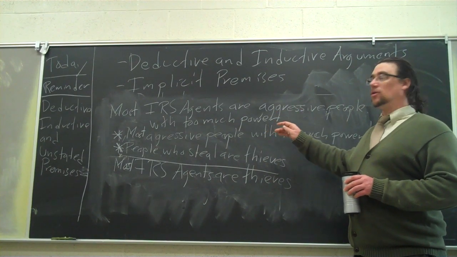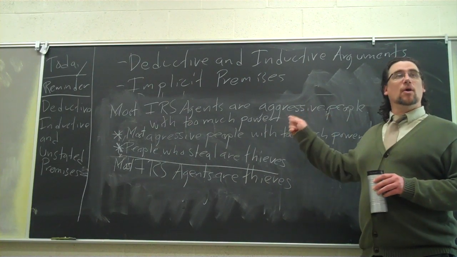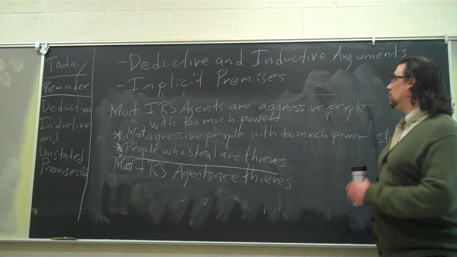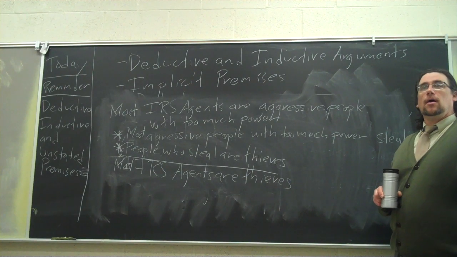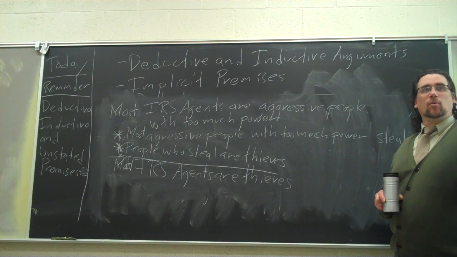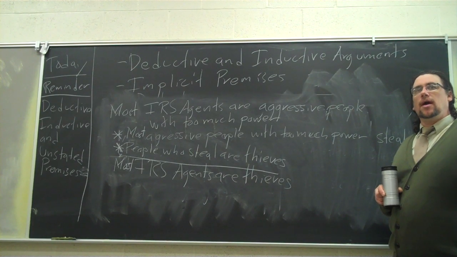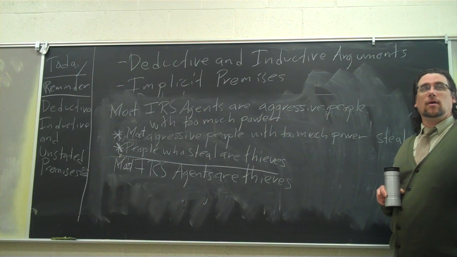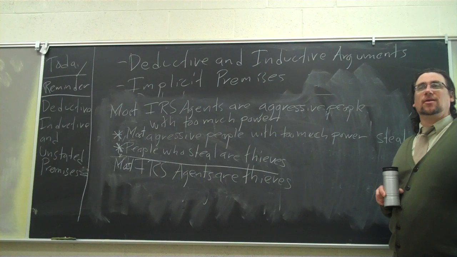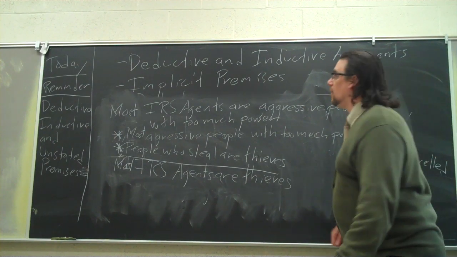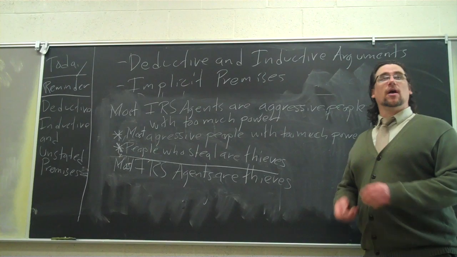are these premises actually true? Do we know this one? Most IRS agents are aggressive people with too much power. Usually when we're stereotyping, we're making assumptions about most or all, and we don't actually have a good evidentiary basis for it. How many IRS agents do all of us know? Maybe some of us have met a few. And maybe some of us have even met them outside of the IRS context, but probably not an awful lot. Who knows? Some of you may go to work for the IRS.